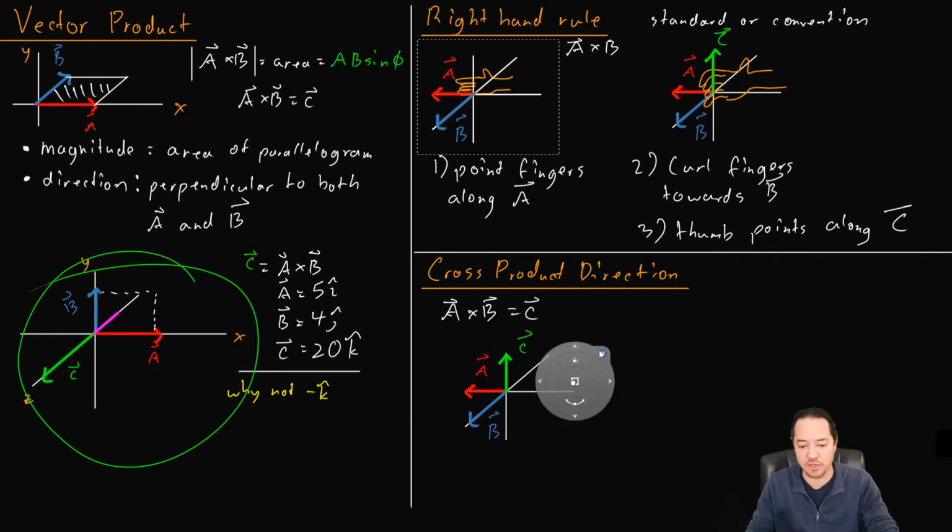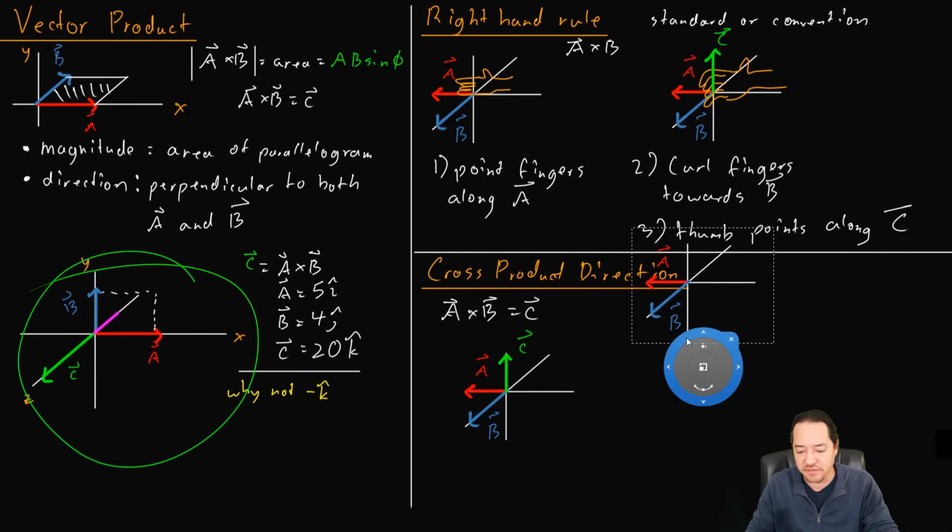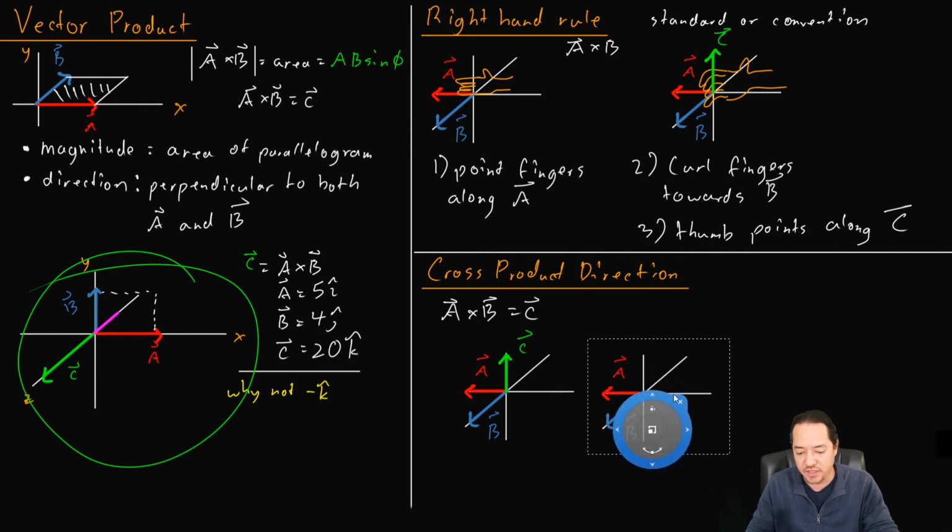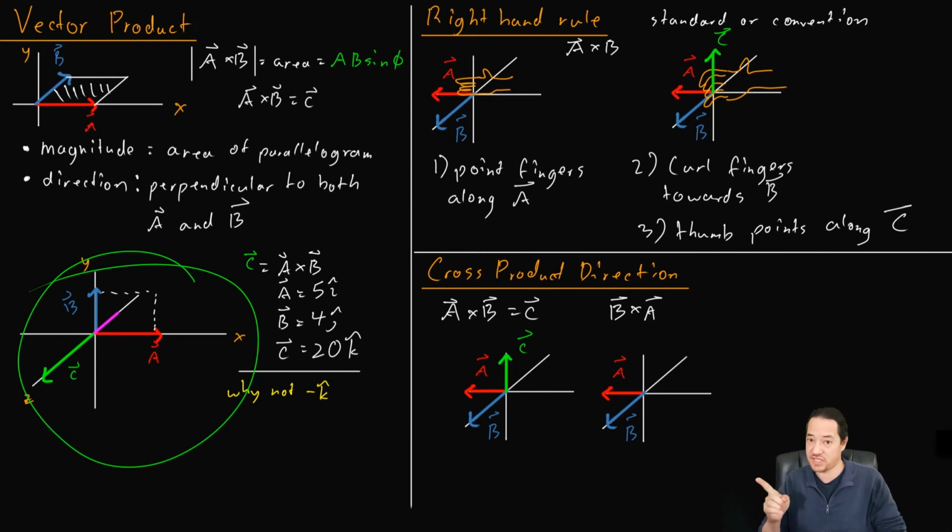Great, no problem. But what happens if we also want to try computing B cross A, and we reverse the direction? Well, in this case, we're going to start with pointing our fingers along vector B out of the screen, and then we're going to curl our fingers in the direction of vector A. And now our thumb points down. Let's say that this is equal to vector D, and vector D is going to be pointing straight down like that.